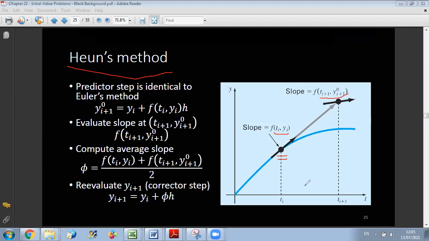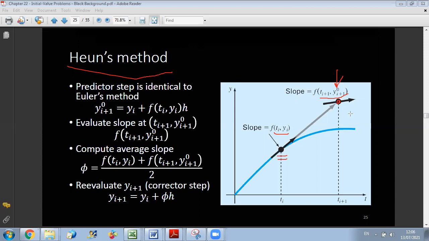Now, this can be enhanced by doing several corrections, and by not just considering the first yi plus 1 we get, because the first yi plus 1 we get is from the Euler method. So in order to enhance this prediction, we can correct the value of yi plus 1. So we can repeat the Heun method several times, and as we do corrections, our result will be better. So we will be able to reduce the error.